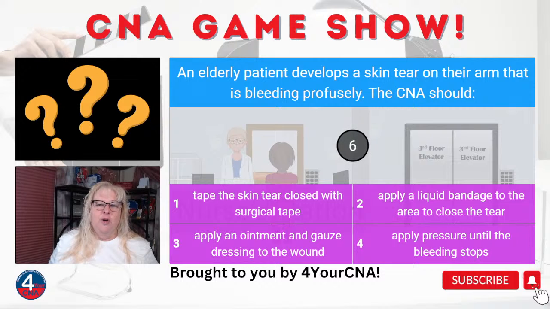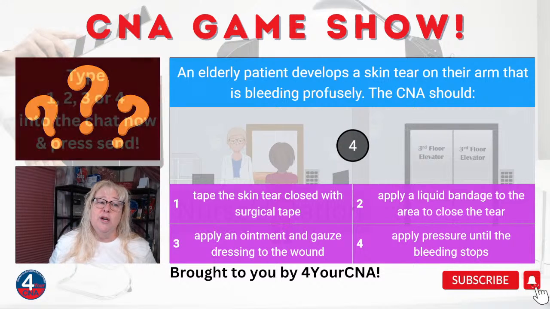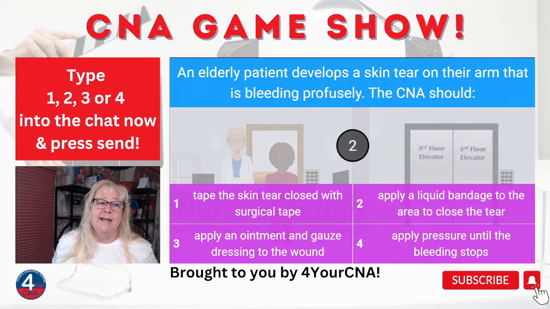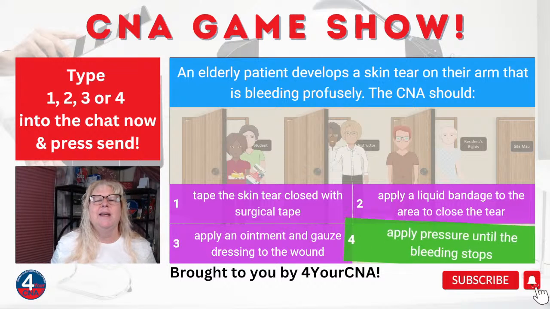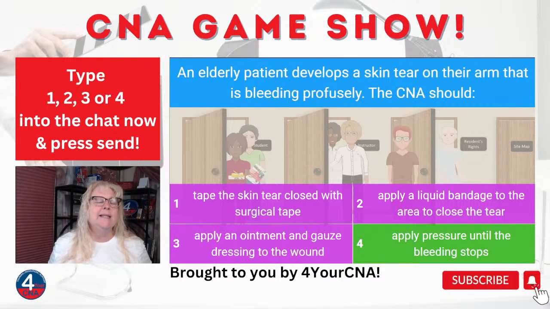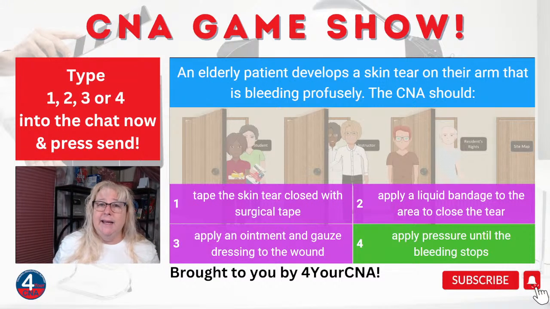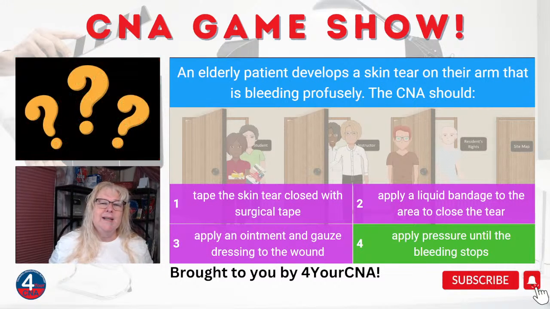This is basic first aid, and you will have some questions on basic first aid on the state exam. The right answer here is to apply pressure until bleeding stops. Absolutely. That's for any bleeding. Any bleeding. Doesn't matter what age the person is. If it's bleeding, it gets pressure. We don't want to tape it closed.